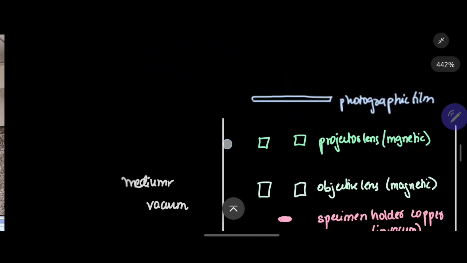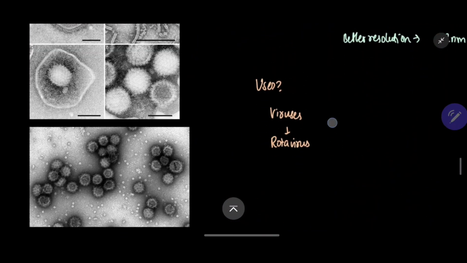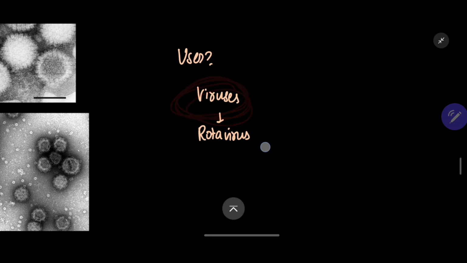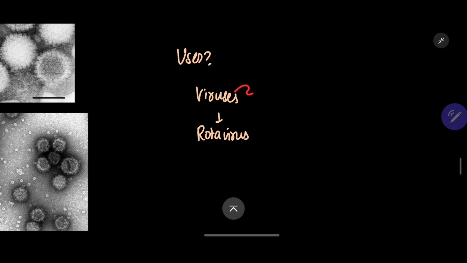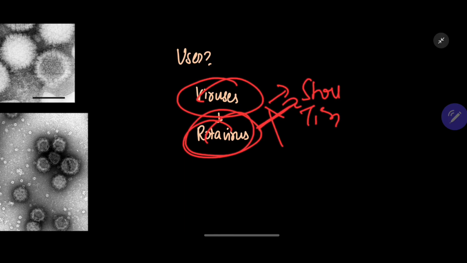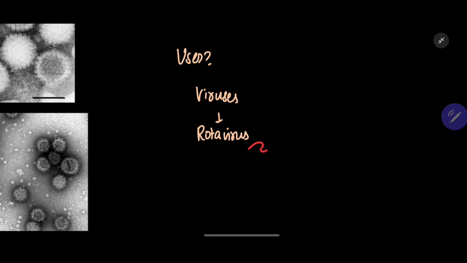Now let us look at the applications of an electron microscope. It will be used to look at different viruses. Your viruses can be in different types of specimens, right? They can be in tissue, or in your stool specimen. So rotavirus is present in stool, and it causes diarrhea. Rotavirus is one virus that causes diarrhea, mostly in children.